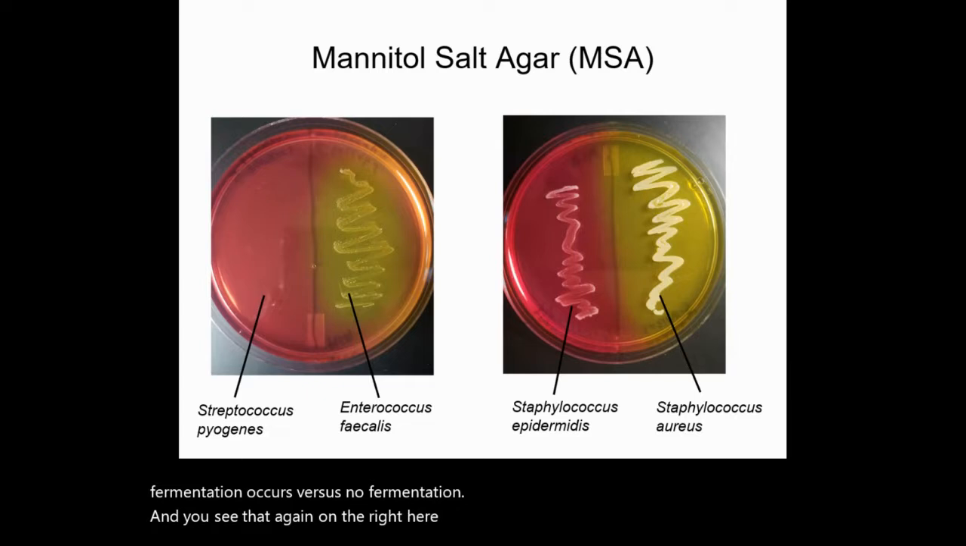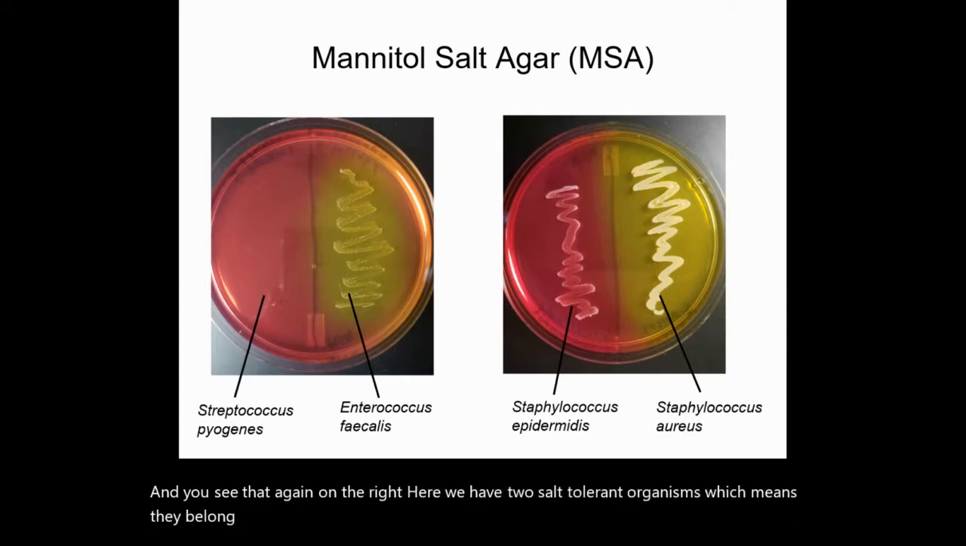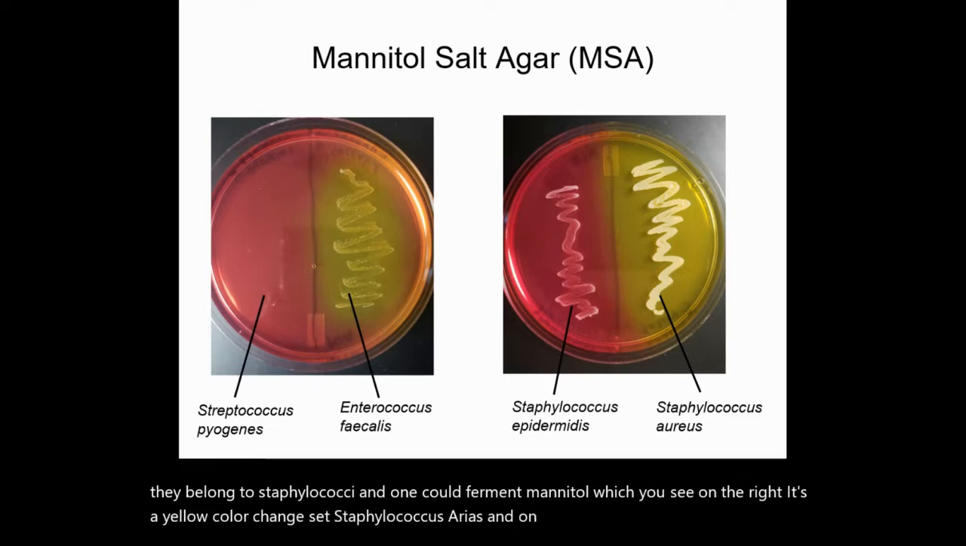Here we have two salt-tolerant organisms, which means they belong to Staphylococci. And one could ferment mannitol, which you see on the right. It's a yellow color change. So that's Staphylococcus aureus. And on the left would be Staphylococcus epidermidis.